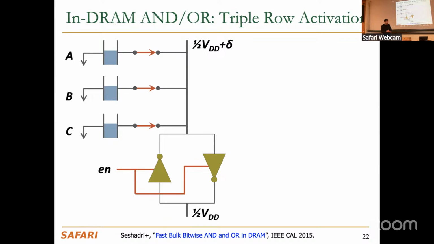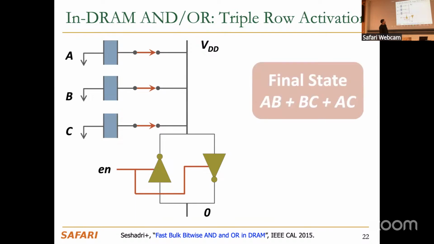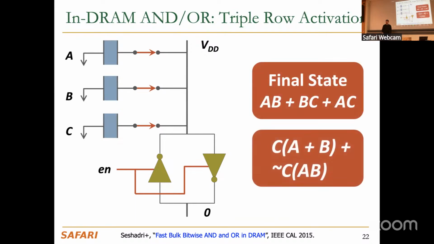So this sense amplifier is going to pull that voltage level to the majority of the voltage stored in the DRAM cells. So in the example here, you can abstract this to, we have stored 1, 1, and 0. We activate those 3 cells at the same time. They are going to perturb the bit line. This perturbation is going to be sensed and amplified to the majority of 1, 1, and 0, which is going to be 1 in this case, or VDD. So by controlling one of those rows, we can either perform an OR operation or an AND operation.